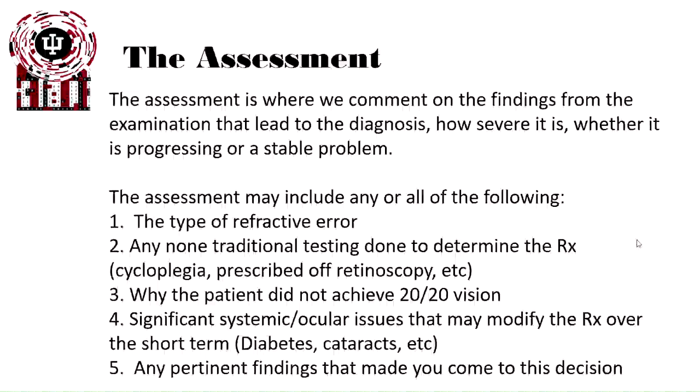One, the type of refractive error. Two, any non-traditional testing done to determine the RX, in this case cycloplegia or prescribed off retinoscopy. These are things that might modify our confidence in our prescription. Number 3, why did the patient not achieve 20/20, if they didn't achieve perfect vision? Number 4, significant systemic or ocular issues that may modify the RX over the short term, so things like diabetes or cataracts. If somebody's blood sugar is way out of control, then their vision might fluctuate and their prescription will fluctuate. Number 5, any pertinent findings that might have made you come to this decision.